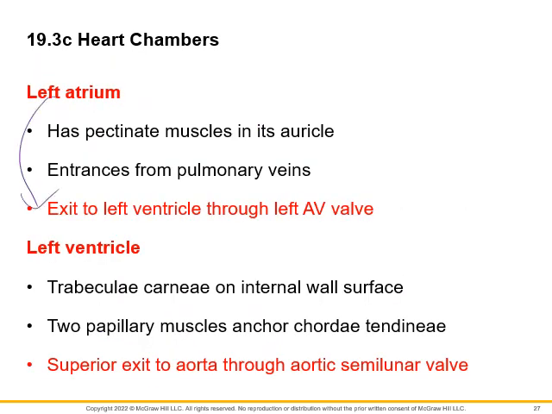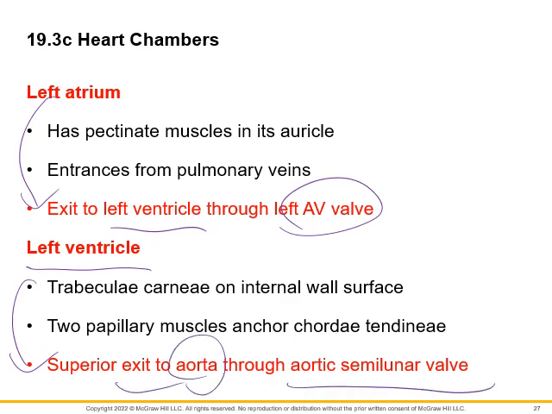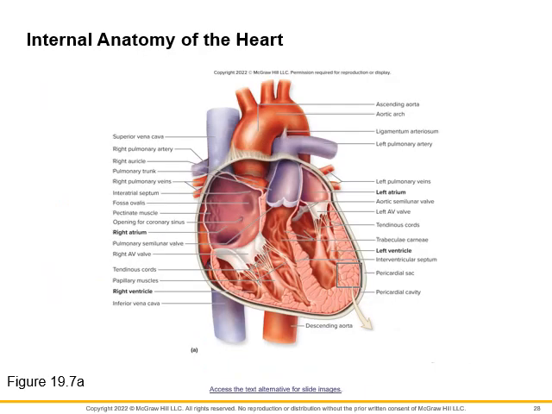Left atrium exits to the left ventricle through the AV valve. The left ventricle exits to the aorta through the aortic semilunar valve. Basically, we've been walking through it the whole time. They just kind of put it into words for you. So do we know superior vena cava, inferior vena cava, both dump into the right atrium?